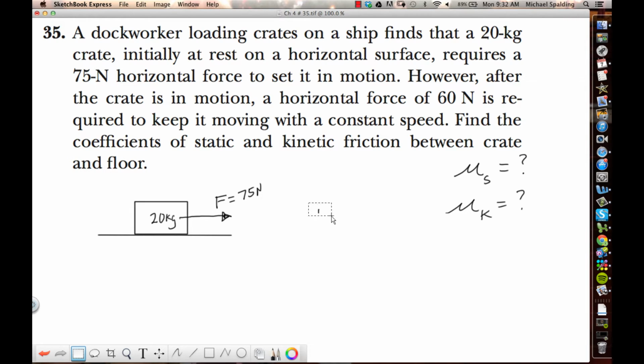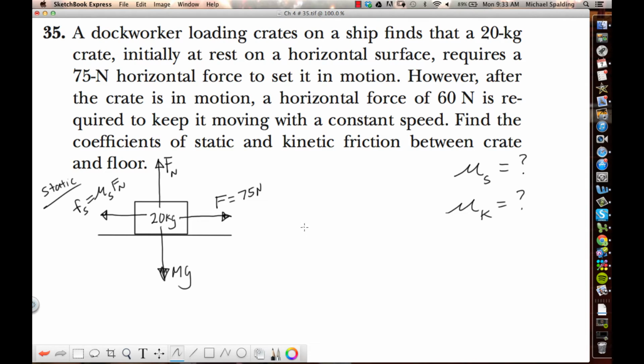Okay, so we're not done with the free body diagram. So what are the forces? We're starting here with static. This is the box not moving. What are the forces? We have the applied force of 75 newtons. What else is in the horizontal? Friction is pointing back. That's our static friction, mu static times normal force. What else do we got? mg down, normal force up, like that. That's the free body diagram.